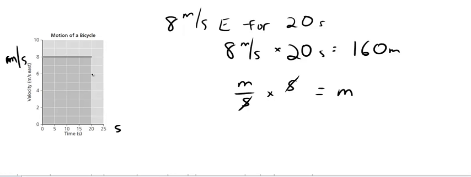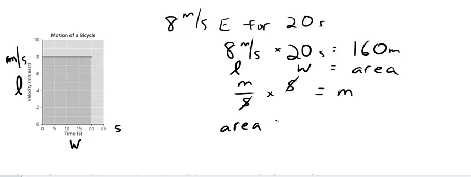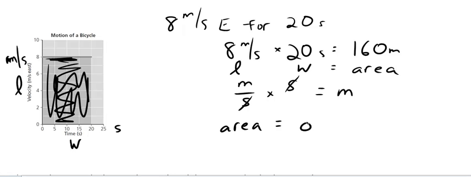Another way to look at it is this shape here, this rectangle. What we're doing is we're multiplying the length, 8, times the width of 20. This is the length, and this is the width. And when you multiply the length times the width for a rectangle, it gives you the area. So in other words, the area between the line and the x-axis, this area here, is the displacement.